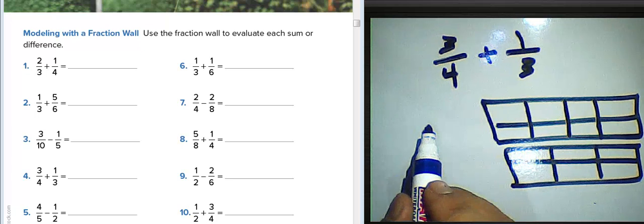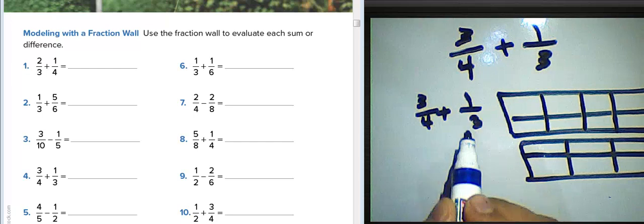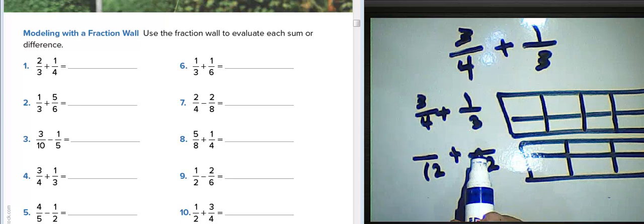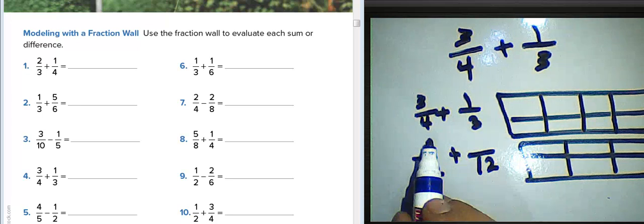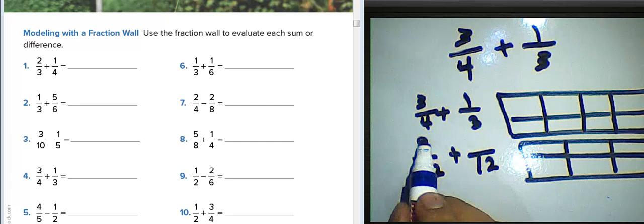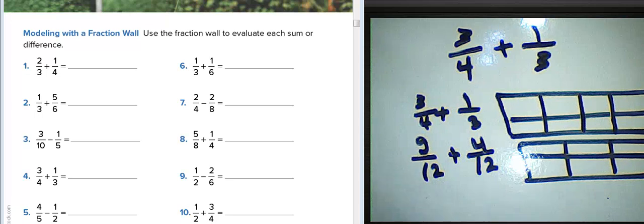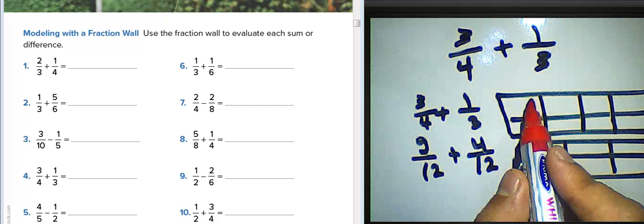And then write the least common multiple between them. 3 over 4 plus 1 over 3, we can write 12 in the denominator because 4 times 3 equal 12. It's the least common multiple between the 2 numbers. And 3 times 3 equal 9, 1 times 4 equal 4. And then we must write in each one of them 1 over 4 here in the top.